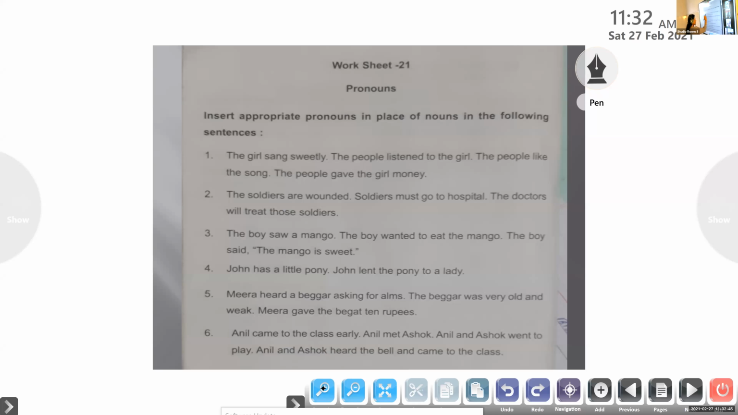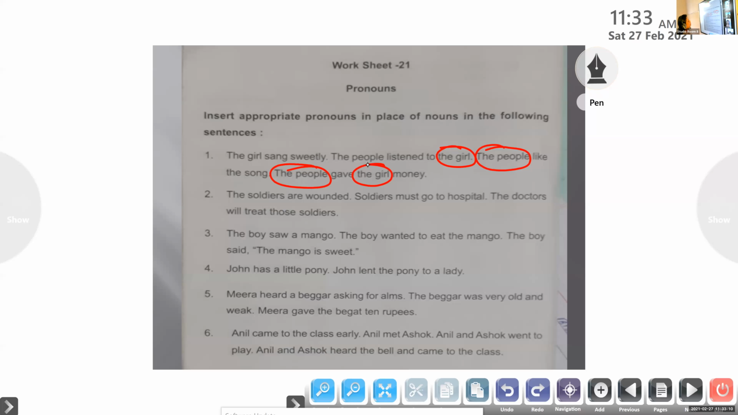The girl sang sweetly. The people listened to the girl. So the girl is repeated twice. You just circle it up. The people, again it is repeated. If it is repeated again, what we have learned, it should be replaced by a pronoun. So the people like the song. The people, again it is repeated. The people gave the girl the money. So all these words have to be replaced.